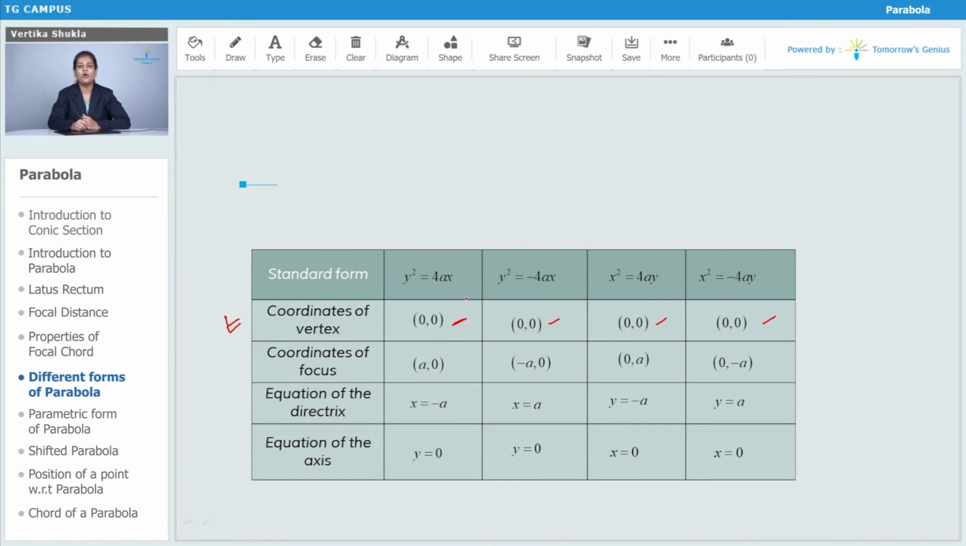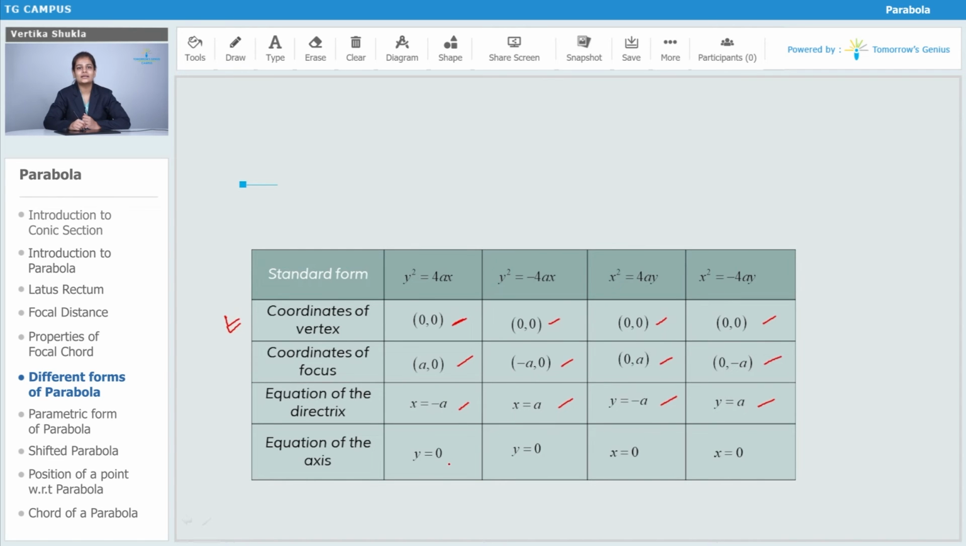The coordinates of focus in the case of y square is equal to 4ax is a, 0. For y square is equal to minus 4ax, it is minus a, 0. For x square is equal to 4ay, it is 0, a. And for x square is equal to minus 4ay, it is 0, minus a. The equation of directrix for y square is equal to 4ax is x is equal to minus a. For y square is equal to minus 4ax, it is x is equal to a. For x square is equal to 4ay, it is y is equal to minus a. And for x square is equal to minus 4ay, it is y is equal to a.